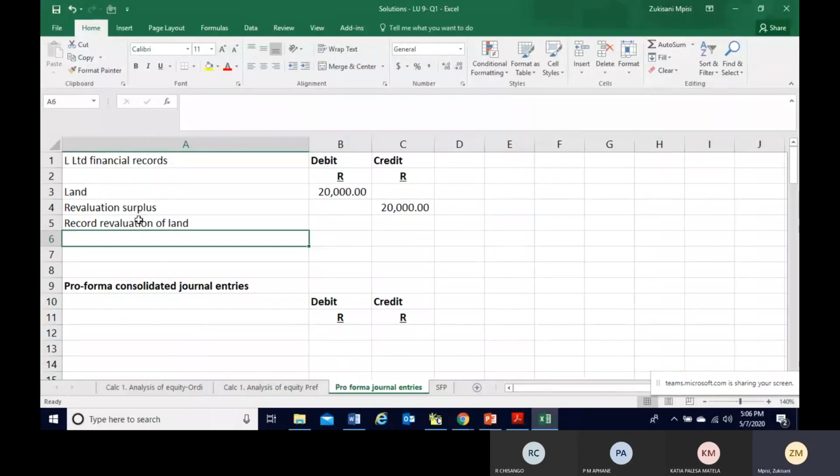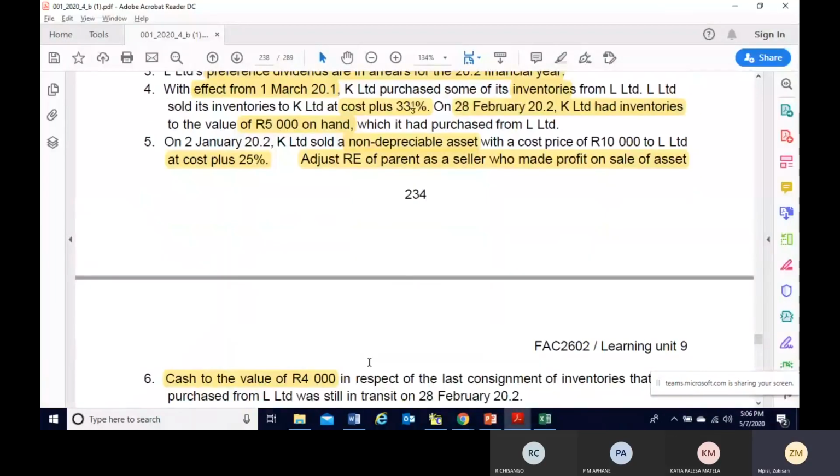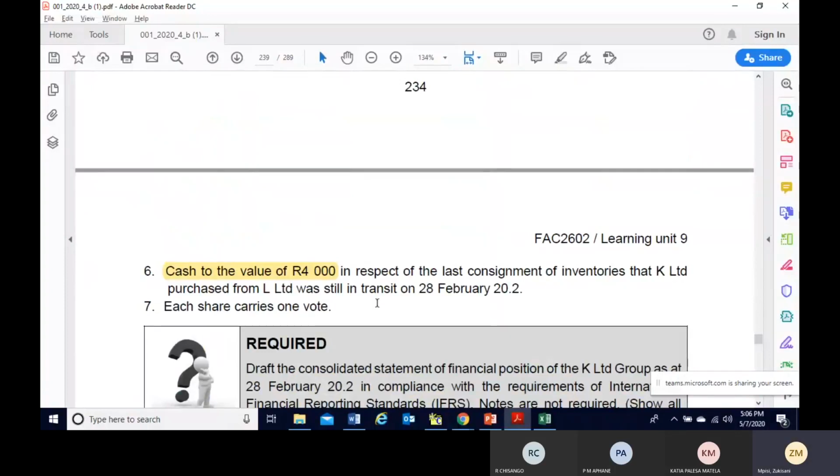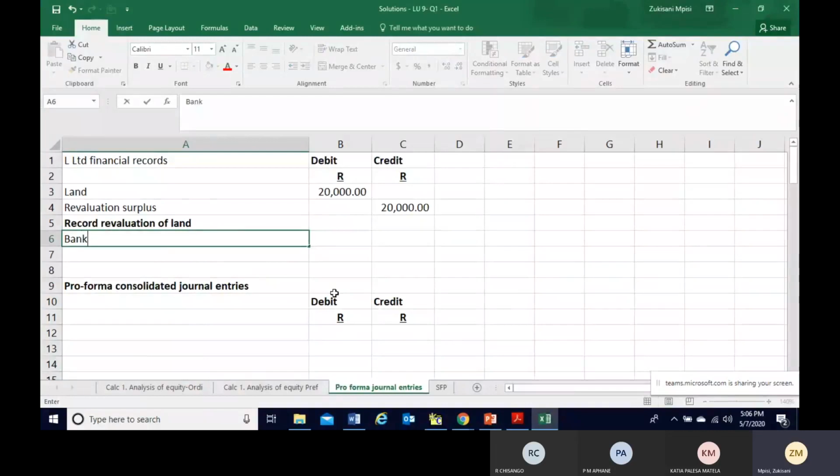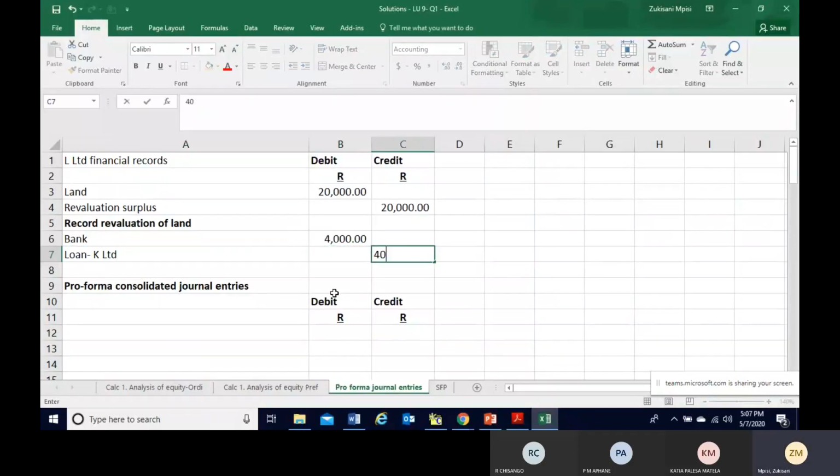And then the second one that we would have had is what LLTD would have received in terms of number 6. So K would have paid LLTD, so LLTD's bank would have gone up by 4,000. And this means we would have had a loan of KLTD reduced, increased by 4,000 in the books of L.